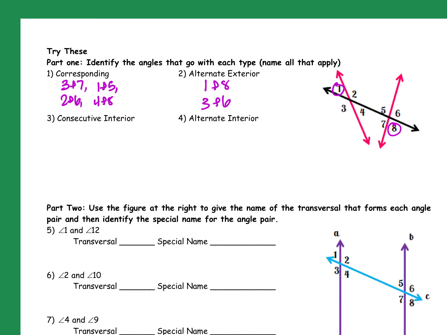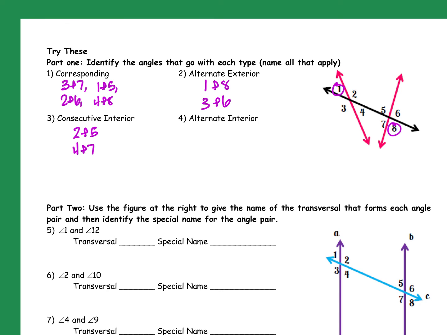Consecutive means inside. So would it be same side interior, remember? 2 and 7? Same side, so same side is on the same side of the transversal. 2 and what? Yeah, 2 and 5, good. 2 and 5, same side of the transversal. Okay, and 4 and 7. 4 and 7, beautiful.